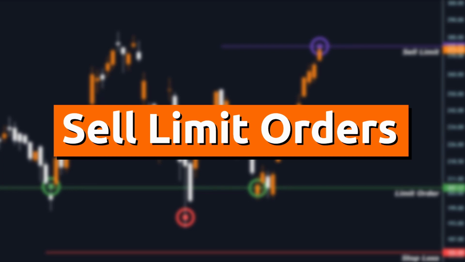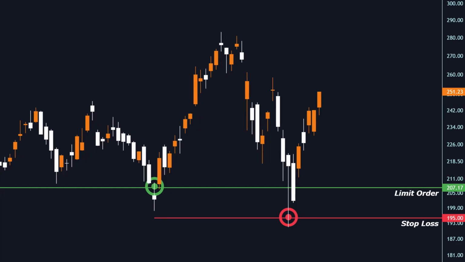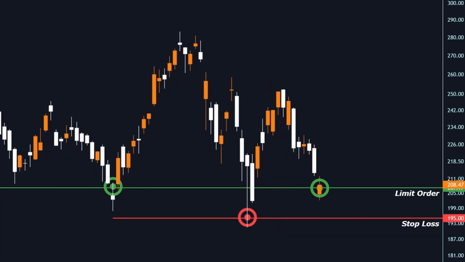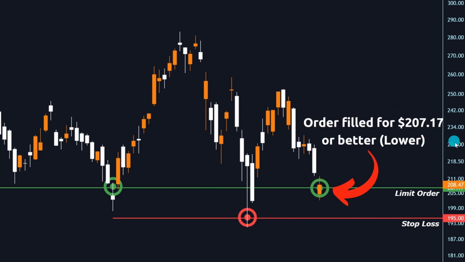All right, so now on the upside, we're going to be going over sell limit orders. A sell limit order is a good way to take profit when you're away from your computer or hit that certain target price automatically. So we need to re-enter into a trade. So we're going to keep the chart that we have, and let's say we buy back at that 207. So here we are, we just got filled for 207.17, or better, which in this case would be lower.